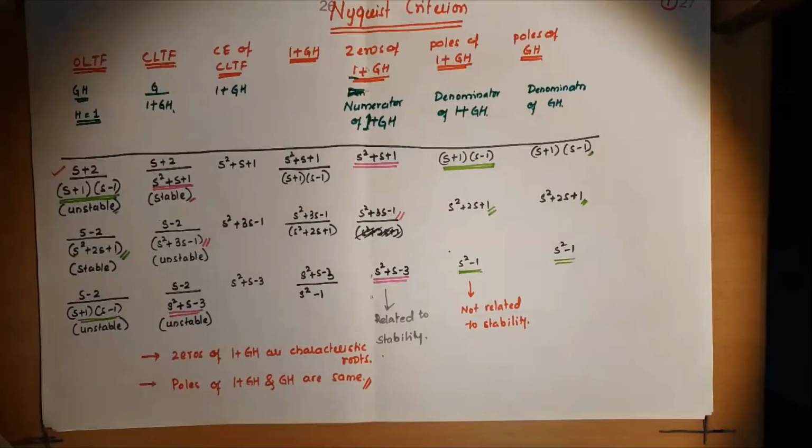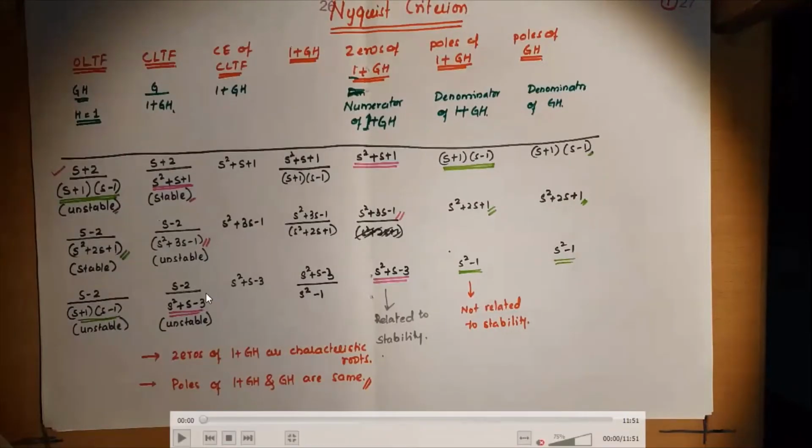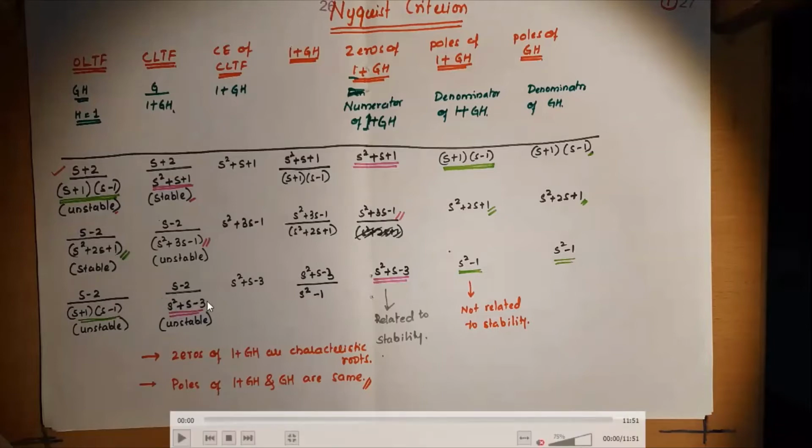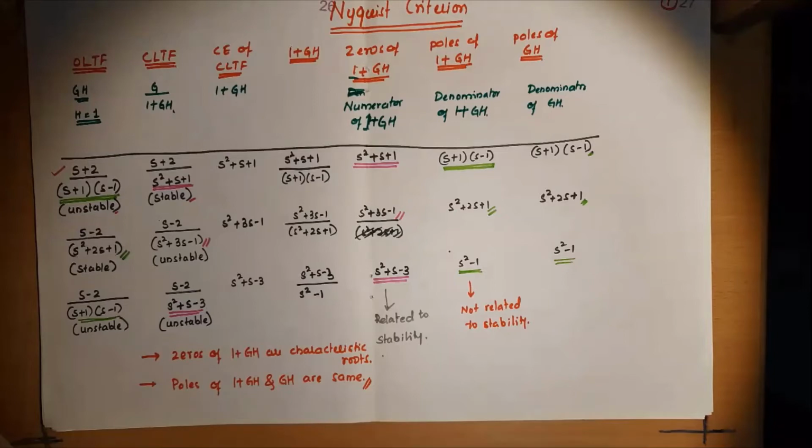So now if you come back and check out this particular example, if you calculate the roots for this, you definitely get only one root lying in the right half. One characteristic root, to be specific, will lie in the right half. That's why the whole closed loop system is unstable.